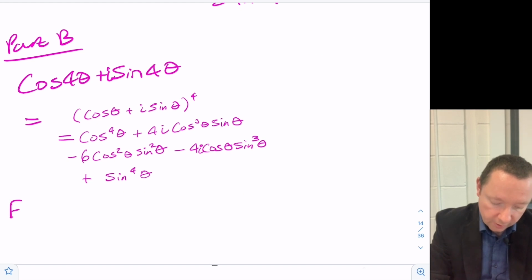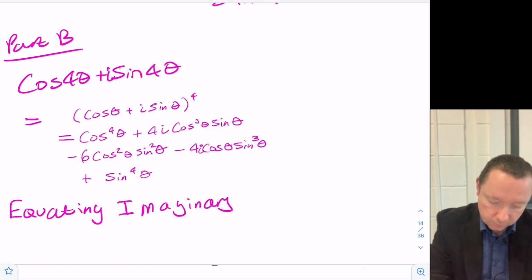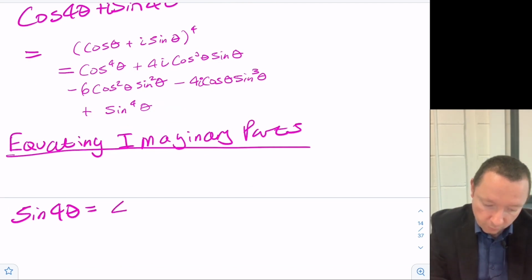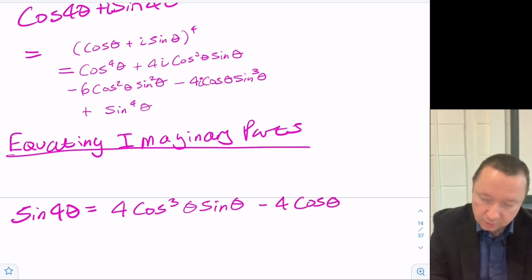So equating imaginary parts, sine 4 theta must equal 4 cos cubed theta sine theta minus 4 cos theta sine cubed theta.